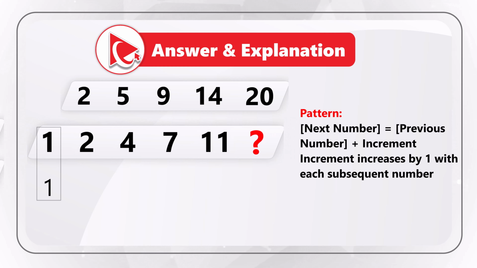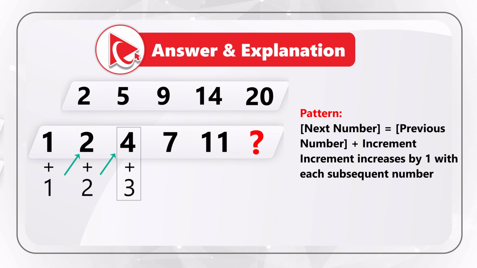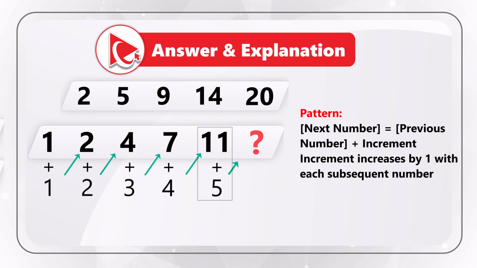1 plus 1 equals 2. The increment increases by 1, so 2 plus 2 equals 4. 4 plus 3 equals 7. 7 plus 4 equals 11. And the last calculation, 11 plus 5 equals 16. So the correct answer here is choice A, 16.